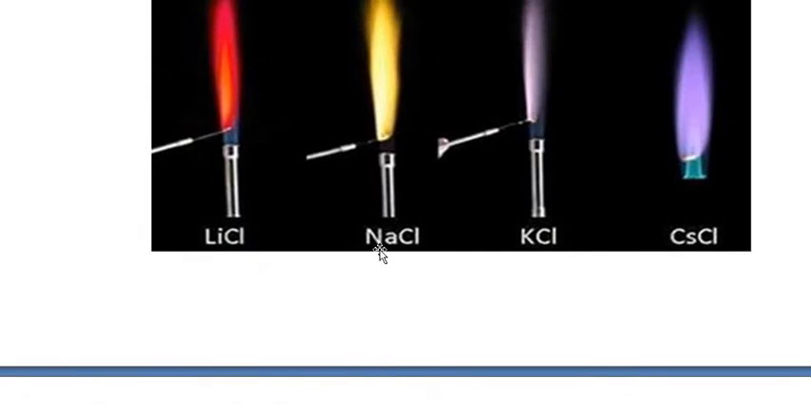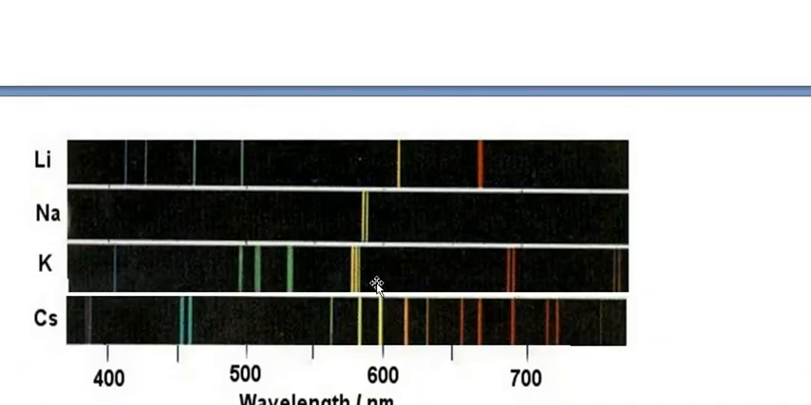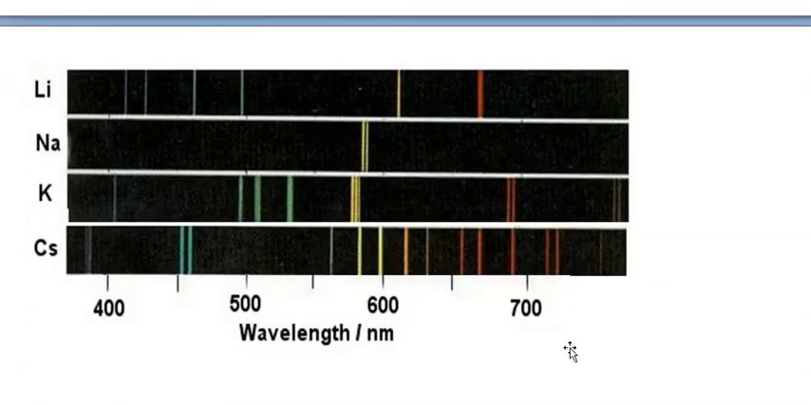The colors of these flames can be obtained on a sensitive film to have characteristic light, which is called the spectrum of the element.